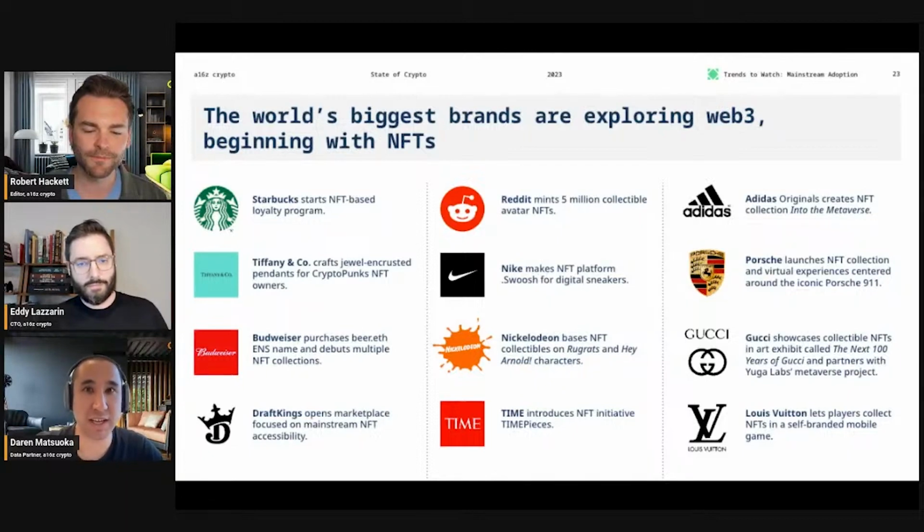We also think it's worth mentioning that many of the world's biggest brands are exploring Web3, with NFTs being the most popular entry point. Some recent examples include brands like Starbucks, which started an NFT-based loyalty program, Reddit, which onboarded millions of users through their collectible avatar NFTs, and most recently Gucci, which launched a partnership with Yuga Labs' metaverse project called Other Side, which is a cool experience that I'd encourage people to check out. And it's very obvious when you just look at this slide here that there is a huge opportunity to onboard new users into crypto. And so we're very excited to continue watching this and see what else is to come.